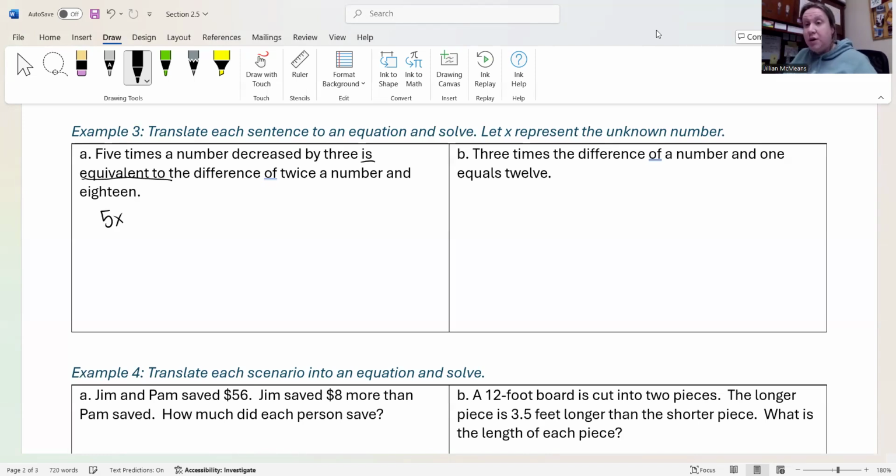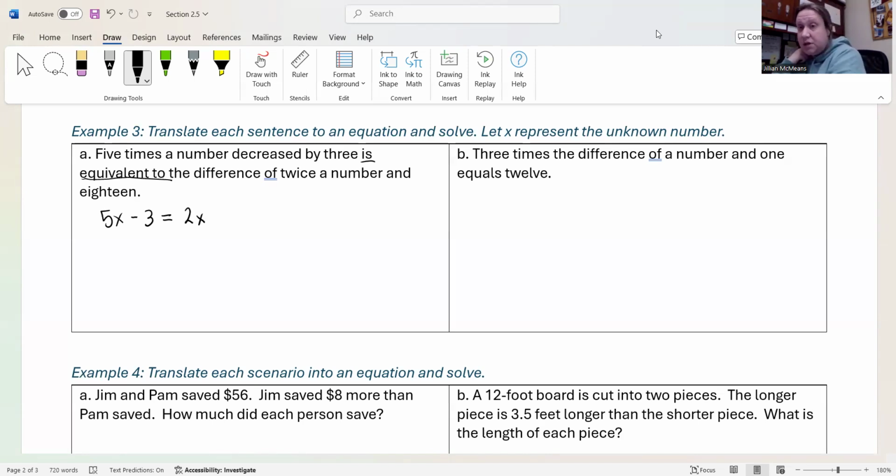But we want to decrease that by 3. Decrease would indicate a subtraction. So we're going to subtract 3. Now we're to that part that says is equivalent to. That's just equals. And then after is equivalent to, we have the difference. So we're talking subtraction of twice a number. So we want 2 times a number. So again, just x and 18.